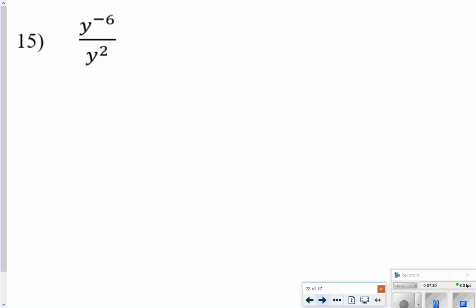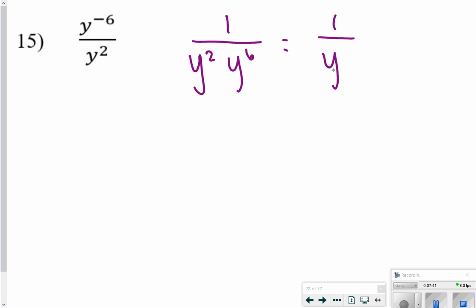For number 15, both your y's would essentially go on the bottom to get rid of this negative exponent. So y to the 2nd and y to the 6th will be on the bottom, and that's going to give you 1 over y to the 8th.